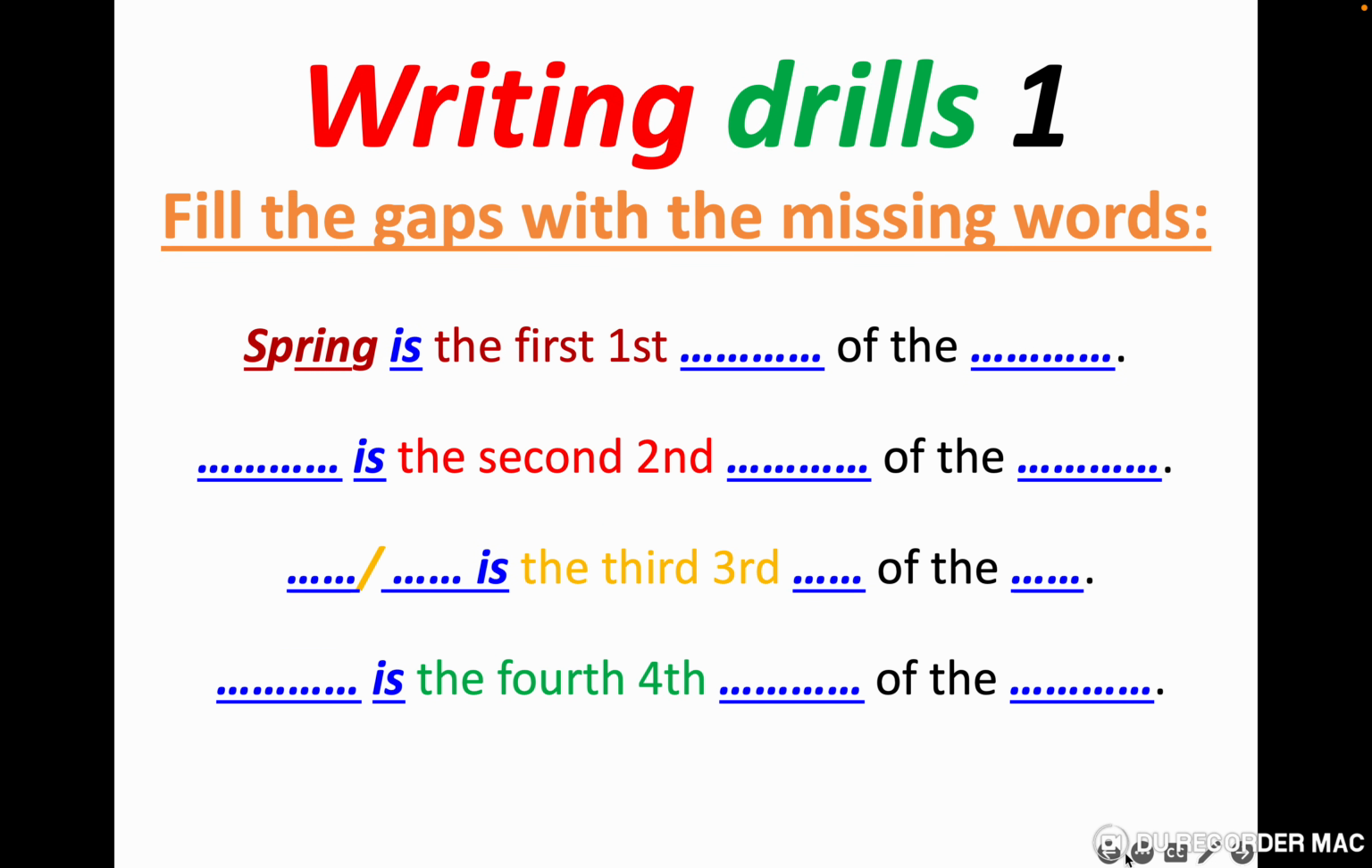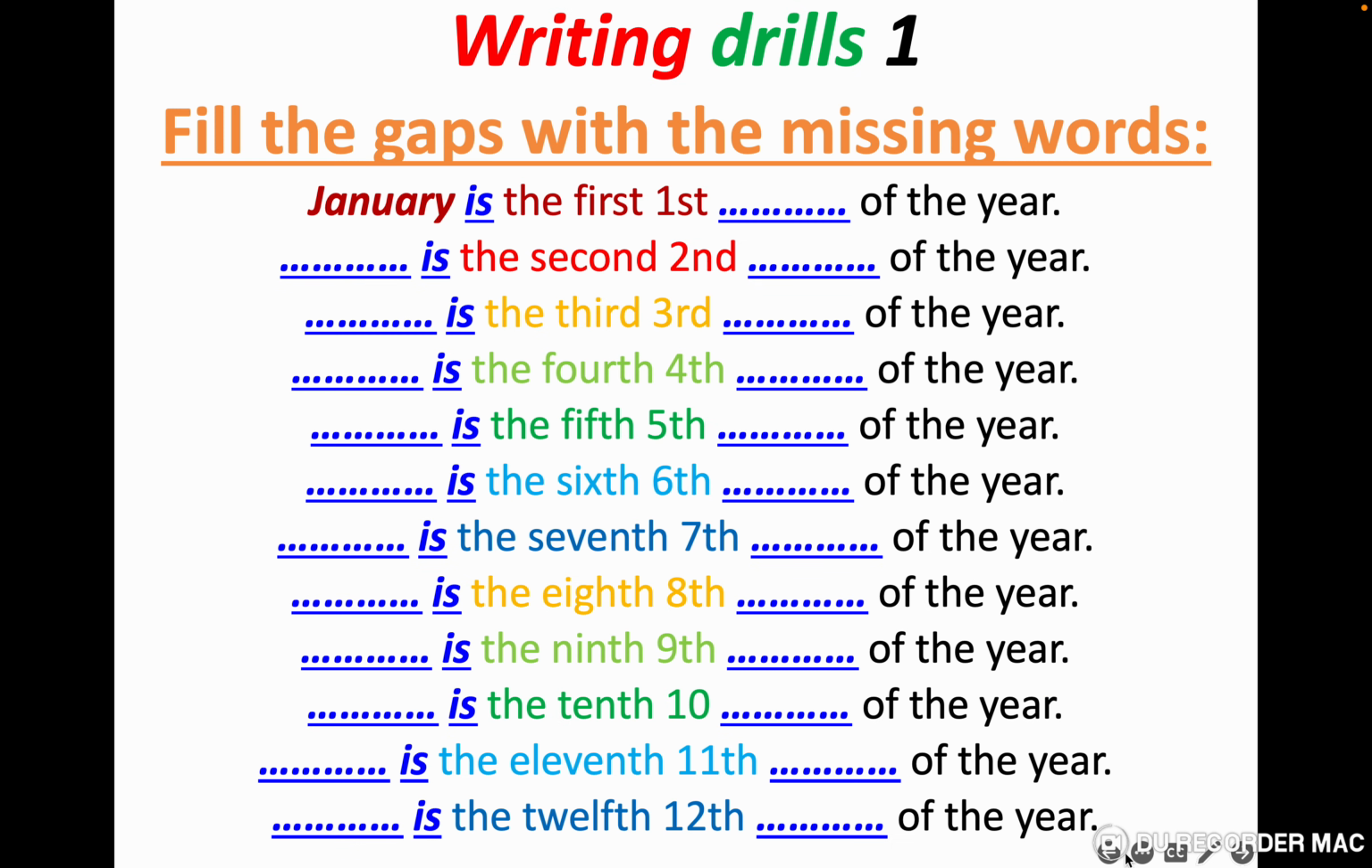So here we are going to practice. Spring is the first of what? And we have the second one, the third one, and the fourth one. Let's go to the next slide. Here we have the months of the year. So January is the first of the year. I said it just 1 second ago. So you are going to write January, the second, the third, the fourth, the fifth, sixth, the seventh, up to the 12th. I think it's clear.